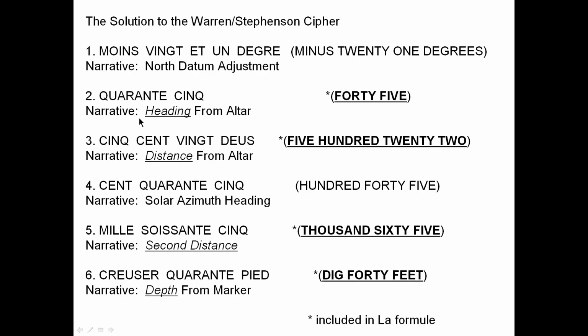Now, this is said to be a heading from the altar. In the Rochefoucauld map or the Xena map, the north arrow points at a 45-degree angle. And we'll also see that La Formula also calls out the number 45. It calls it out as an angle in which to dig. So the heading is right. From the altar, I don't know, because I don't know what the altar is or where the altar is. Some say it is cone A on Nolan's Cross.